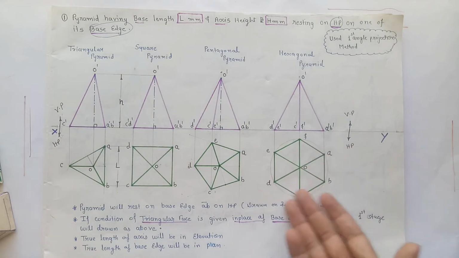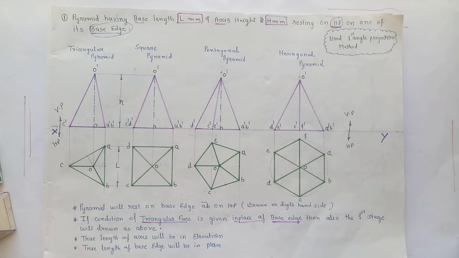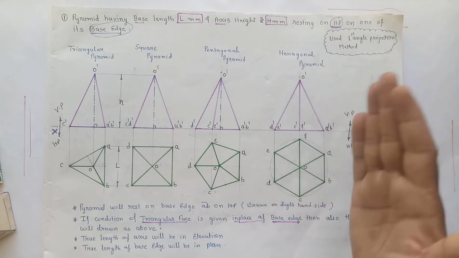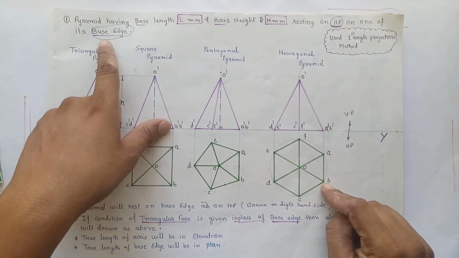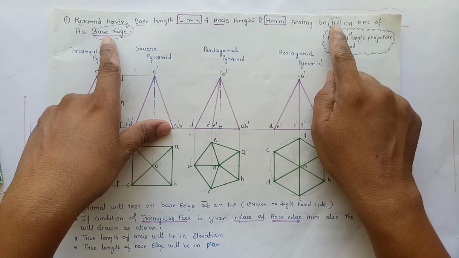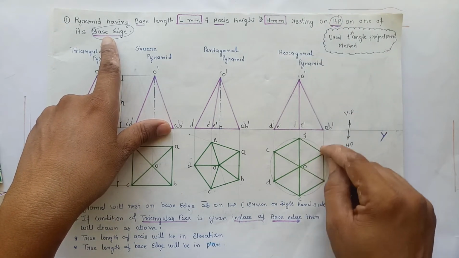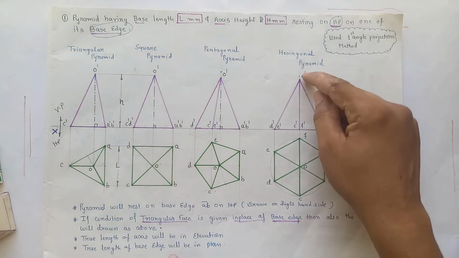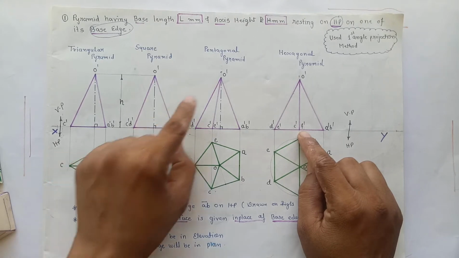You can also draw the plan and elevation of the hexagon, but make sure that you take the base edge on the right hand side, because here the pyramid is resting on its base edge. So we have shown the base edge on the right hand side, the center, and the elevation. Here we have shown the axis.